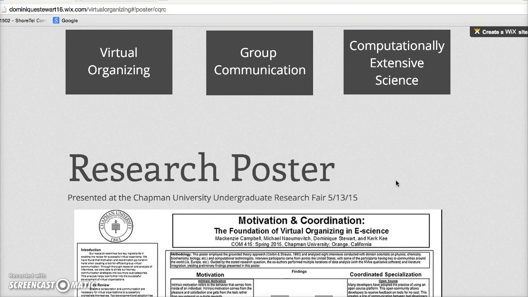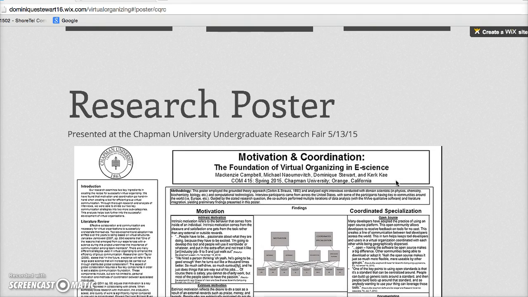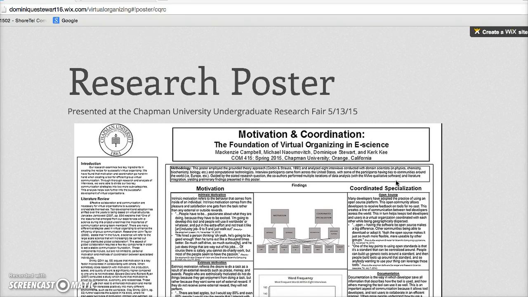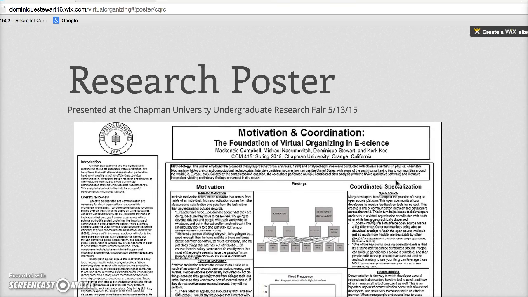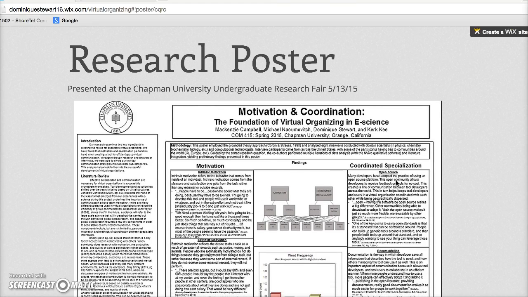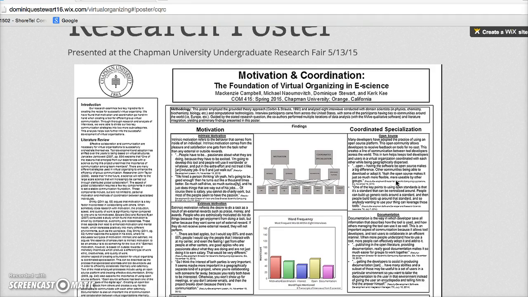Lastly, we will talk about our poster. We invite you to take a look at our poster that we presented at the Chapman University Research Fair. We also want to credit the National Science Foundation for funding the research discussed in this presentation, and our co-author and research advisor, Kirk Key.